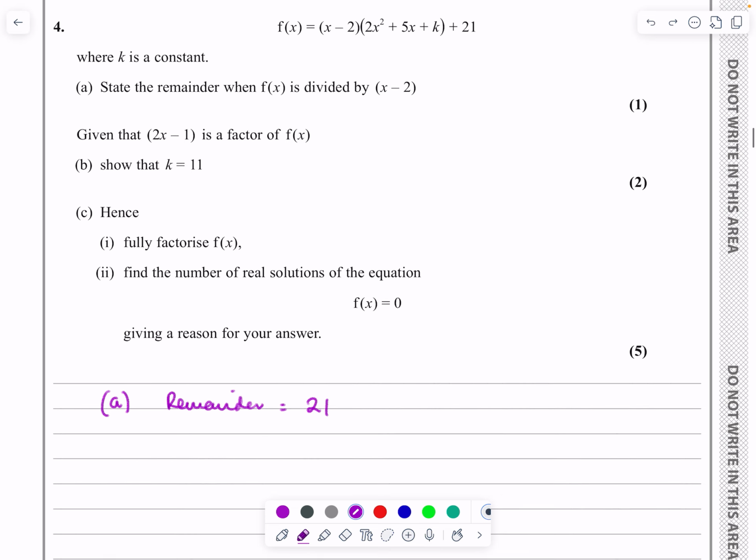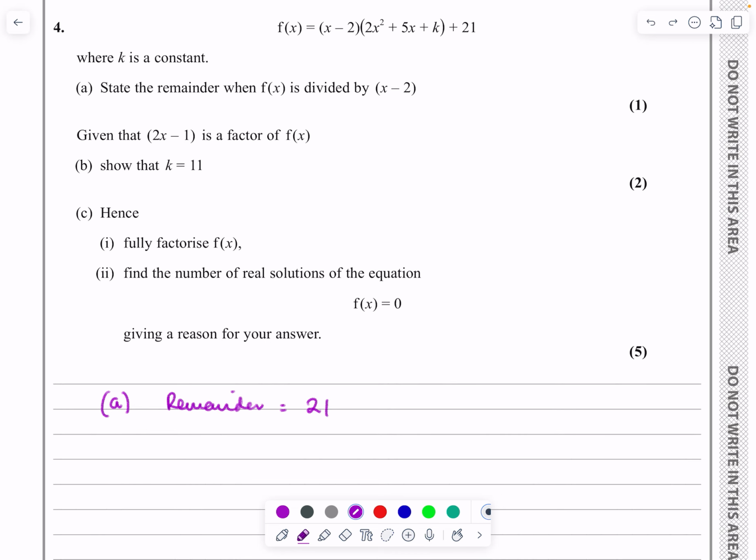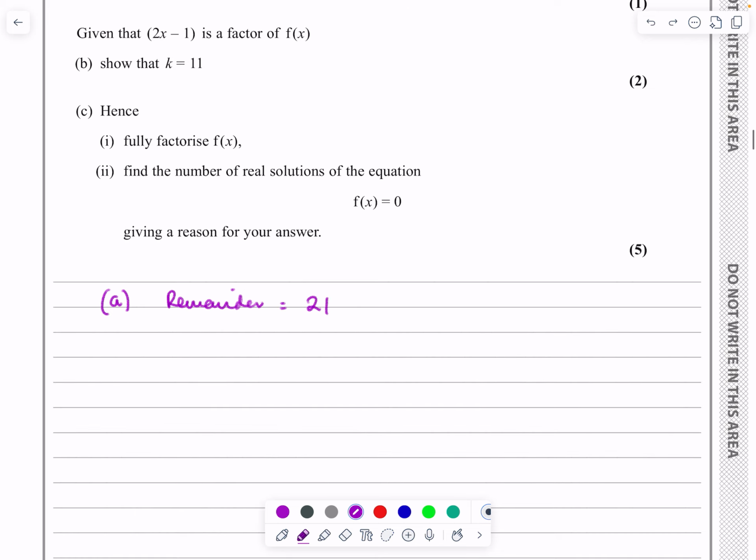Second part says, given that 2x minus 1 is a factor of f(x), show that k is equal to 11. So part B, let's write out f(x). I haven't written it down yet. So f(x) is given by x minus 2 multiplied by this 2x squared plus 5x plus k, and then plus 21 here.